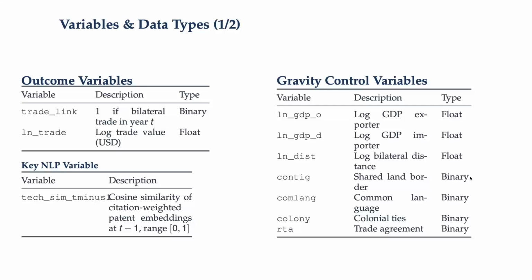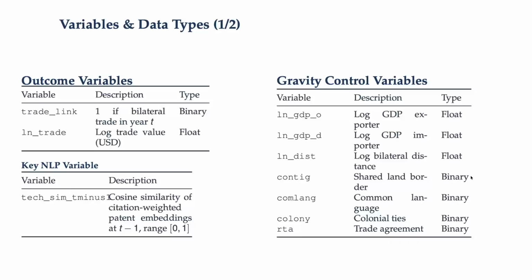And then I use the logarithm of trade value. And I used technology similarity at T-1, which is the previous year's technology similarity, in the regression model to avoid reverse causality. And we can see the control variables: GDP of origin, GDP of destination, and distance are all logarithm values. And contig is for neighboring countries, and common language as comlang. Colony, colonial ties in history.